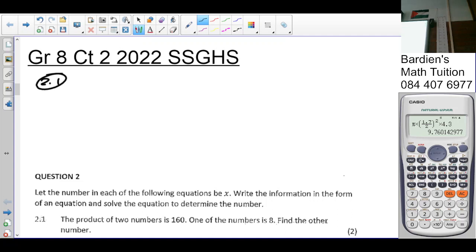Remember, if it talks about product, we must multiply. So it's going to be 8 multiplied by the number is equal to 160. How do we get x on this side? I divide by 8. So x is equal to 20.